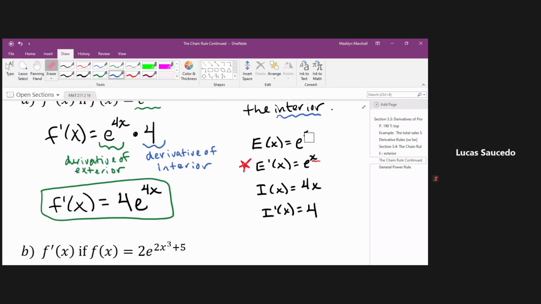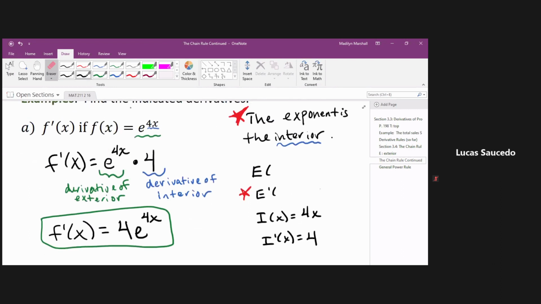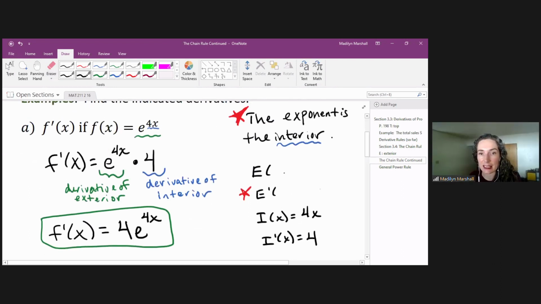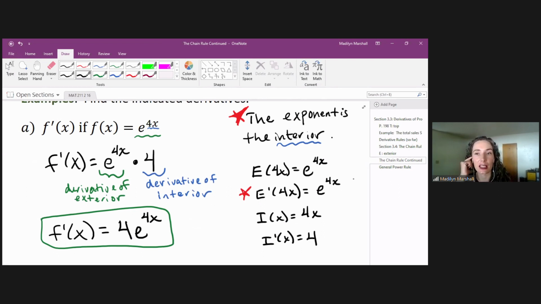So I would actually, let me erase a little bit of what I've written here. Really what's happening here is that this is E of 4x. So our exterior function is the whole e to the 4x. But when we do the derivative of e of 4x, we're taking the derivative with that interior function still in it. So when we're working with the exterior, the interior is not changing at all, ever.